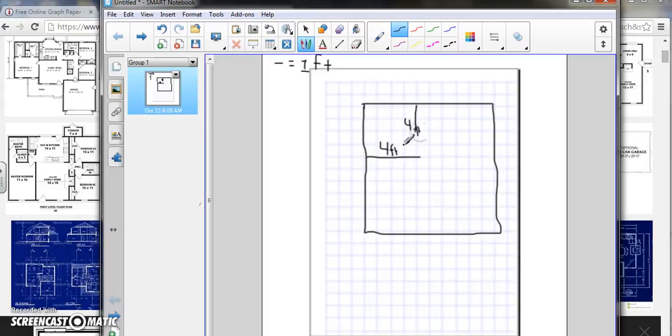Now what would be the square footage of this room? And I'm just going to label it room 1. And number 1 is, well, we know the area is length times width, so 4 times 4. 4 times 4 is 16 square feet.